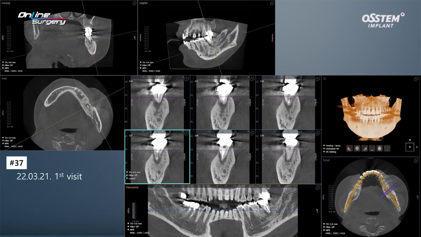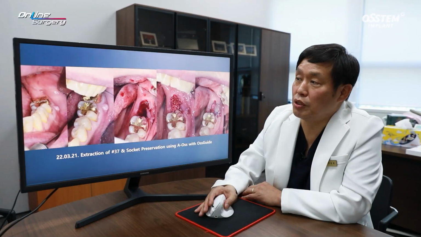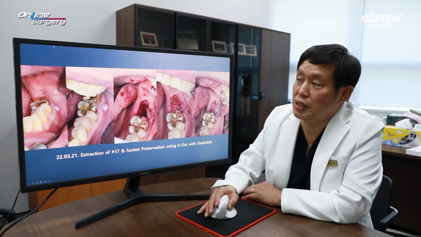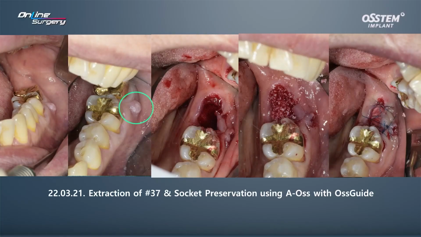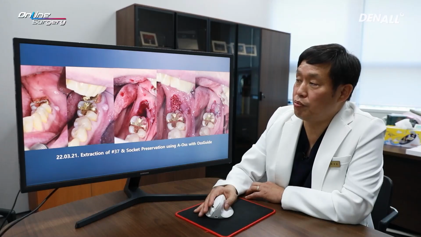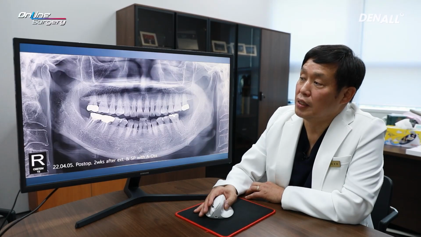As mentioned, there is still a bit of buccal wall left, and rather than using A Oss collagen, I decided to use A Oss particle to do socket preservation. These are the images taken during surgery as shown. On the buccal side, there's a fistula. After extraction, fistulectomy was done. Curettage was done thoroughly as shown because there's a bit of buccal wall. I filled it up with A Oss particle bone, and on top, OneGuide collagen membrane was applied. Suture was done for socket preservation.